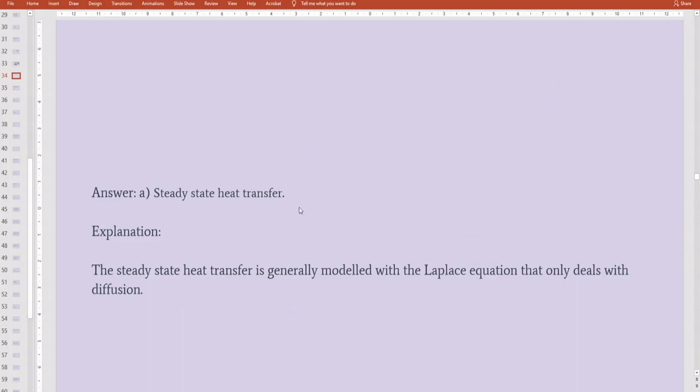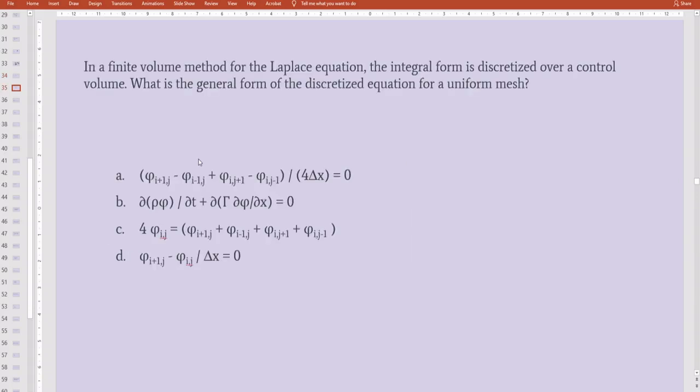So steady state heat transfer is given by the Laplace equation, or del squared T is equal to 0. This particular equation, if you check, will become an elliptic equation. So the solution is option A, steady state heat transfer. Moving to next question.